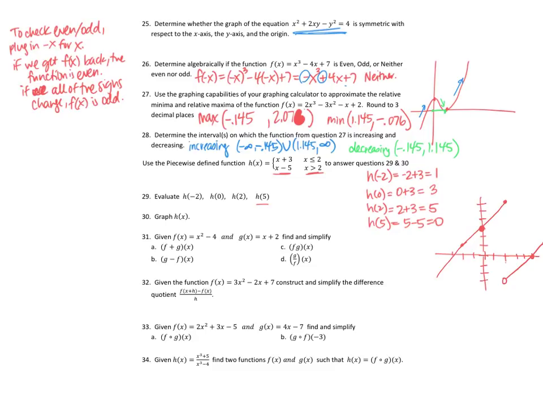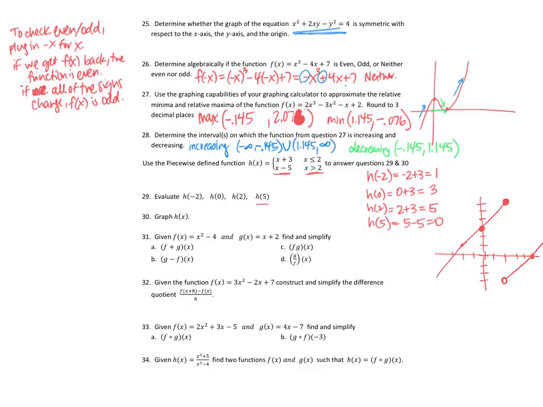They should look parallel to one another because they have the same slope. X plus 3 and x minus 5 both have slope of 1. So they should look parallel to one another when I graph them. But there should be a filled-in hole here on the x plus 3 and an open hole here on the x minus 5 function. Okay, so we graphed it.